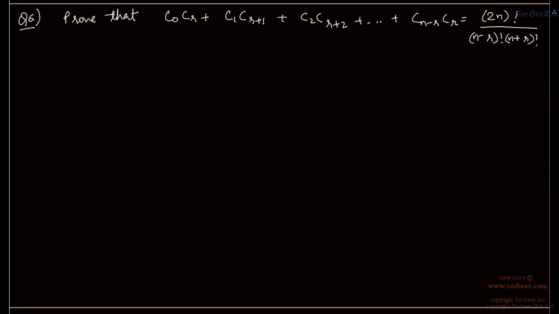Okay. Sixth one, prove that C0 CR plus C1 CR plus 1 plus C2 CR plus 2 all the way till Cn minus R into CR is 2n factorial by n minus R factorial into n plus R factorial. Okay. Now for this kind of question, what we do is, again C0 is understood to be nC0. Okay. So it's by default n which will be in the superscript. Now you see that the binomial coefficients actually change in a very set pattern, right? The first one actually increases by 1. And similarly, it does the second part, CR, CR plus 1, CR plus 2.